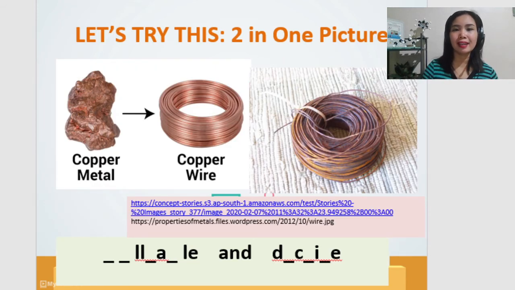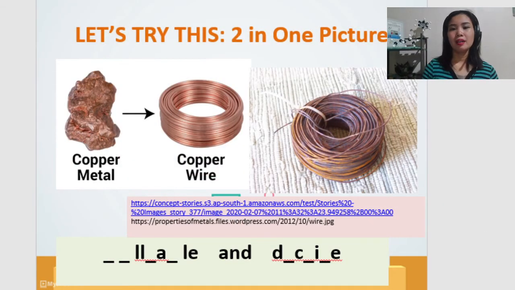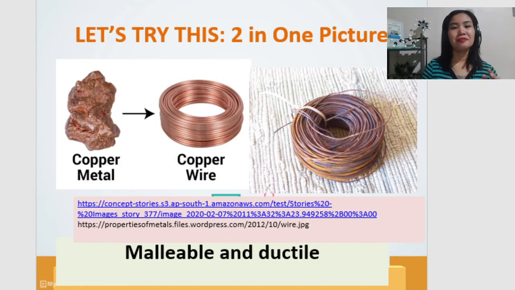Okay, how about this one? Ready? In 5 seconds, go. Okay, so time is up. The answer is very good. Congratulations. These are the malleable and ductile.